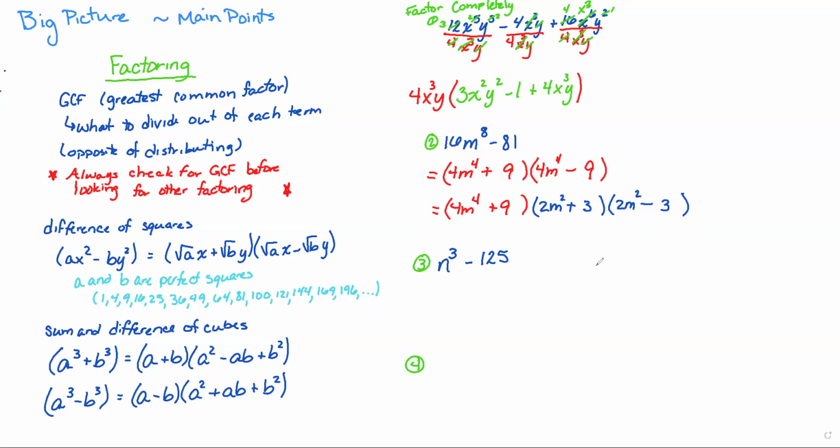And if I look at all my coefficients, they are not still perfect squares, so I don't have to look any further. Even though I have an even exponent, I do not have a difference of squares for anything else. So my final answer is going to be the 4m to the 4th plus 9 times 2 times the quantity 2m squared plus 3 times the quantity 2m squared minus 3.